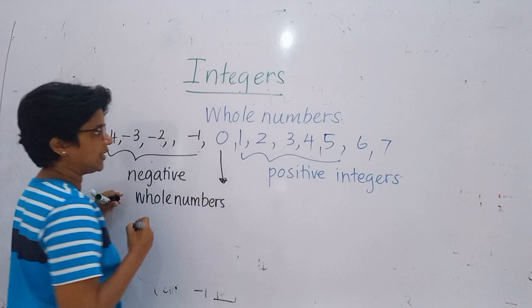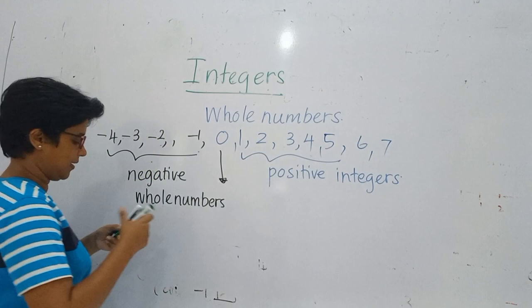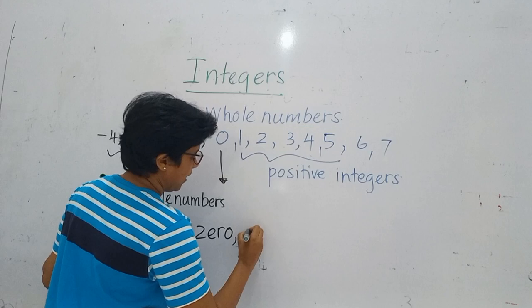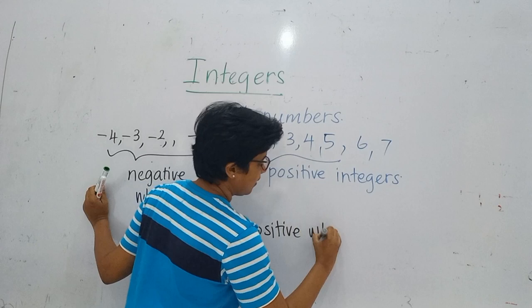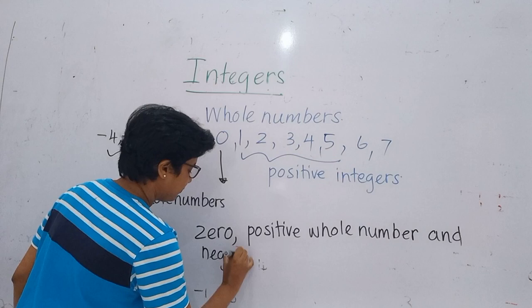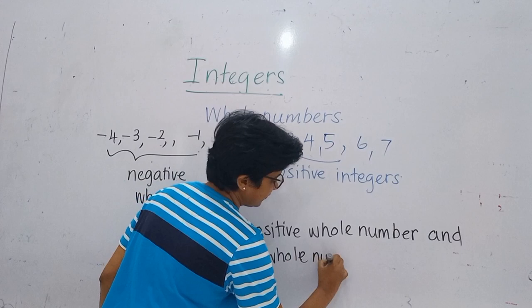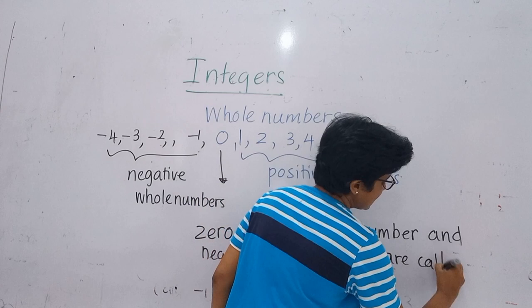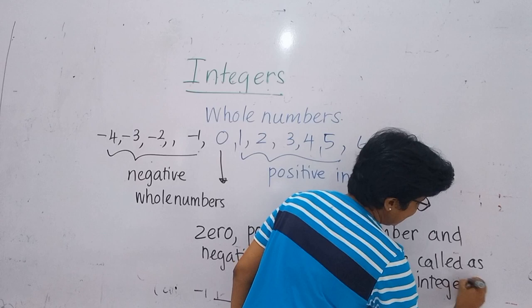Therefore, what are integers? Zero, positive whole numbers, and negative whole numbers. They are integers.